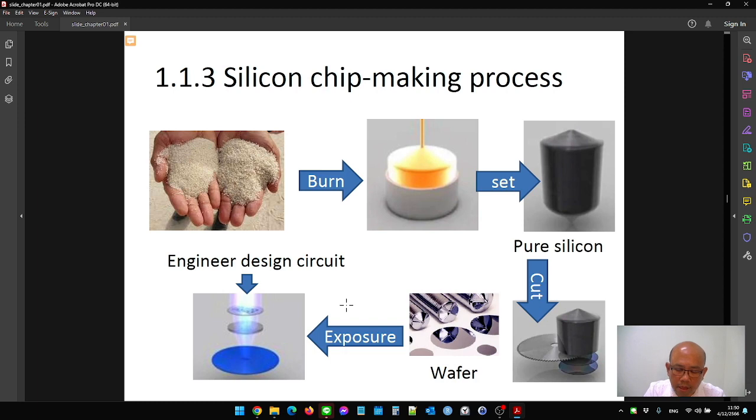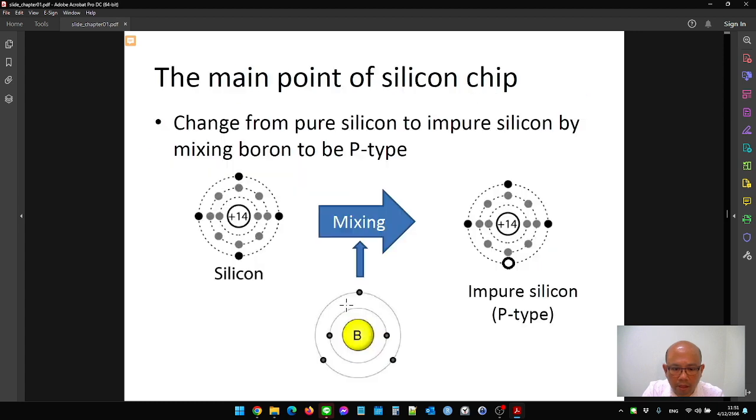Now the technique that we choose to focus on is how to change from pure silicon to impure silicon. When changing to impure silicon, the chip maker has two types of silicon, called p-type and n-type. Now I will show you how to change from pure silicon to impure silicon by the concepts.